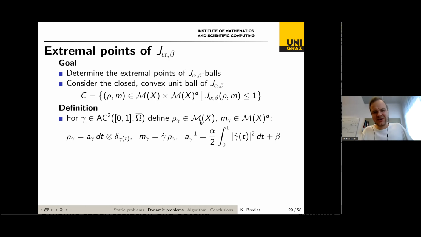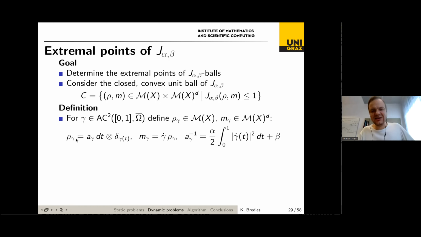And for each curve, we define a measure and also a momentum. So the measure here is delta with respect to the curve at t, and Lebesgue in time, so it's a moving point, right? It's a moving trajectory here up to a constant. So the momentum is just this trajectory times the derivative of this curve. So it's pointing in the tangential direction here.